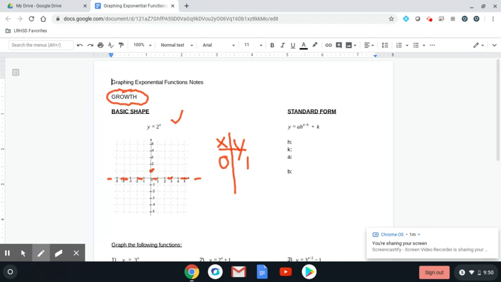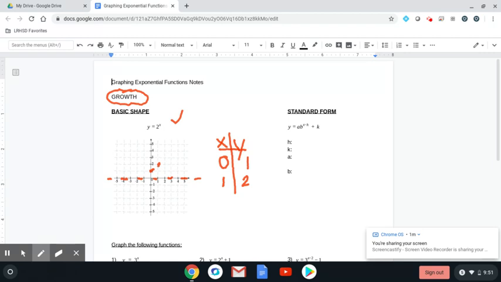All right, another easy value to use for x is a positive 1. If we plug in a 1, 2 to the first just gives us 2. So that means we go to the right 1, and we go up 2. All right, and there's another point.